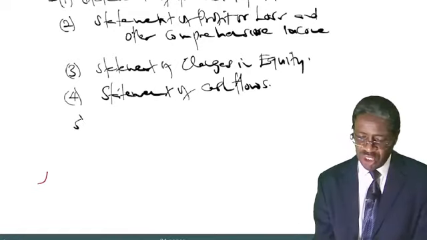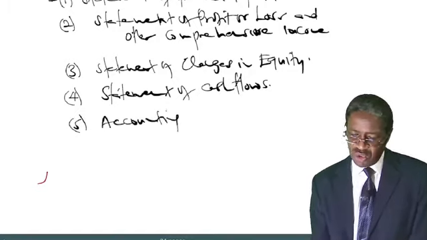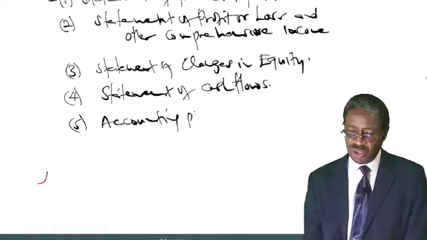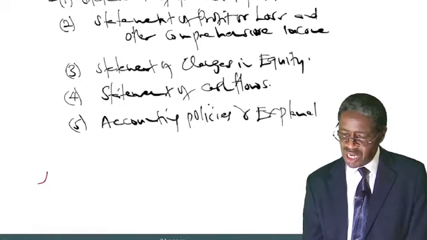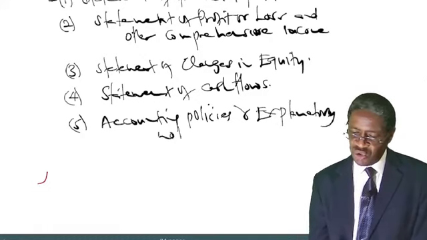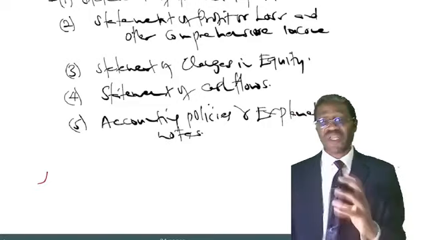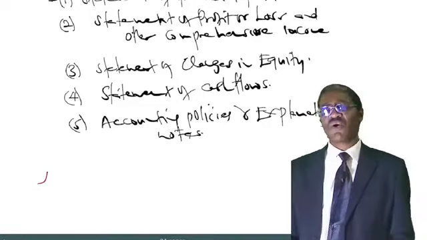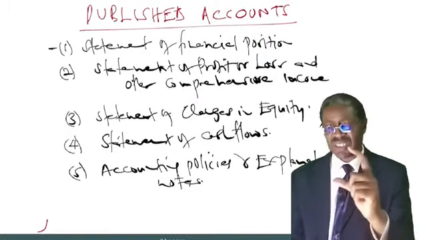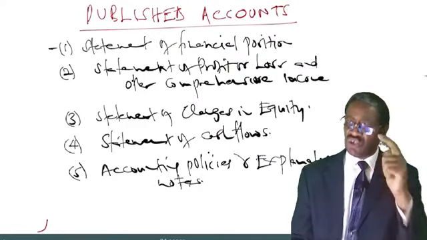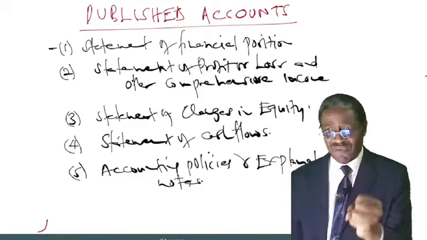Another component you should include is what we call accounting policies. You should include in your complete set of financial statements accounting policies and explanatory notes. We shall see how to prepare them and what are those explanatory notes that you should include. So those are the components of a complete set of financial statements for publication. Listen, for publication purposes, when you as a company are a public company and you're required to prepare published accounts, these are the 5 components.